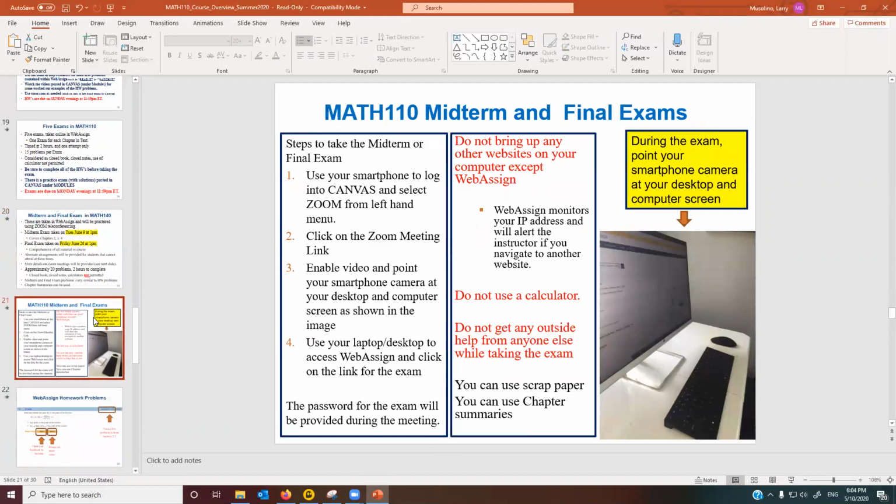I'll talk more about the midterm and final exams a little later, but just to let you know the setup, when you go to take the midterm or final exam, you're going to use your smartphone. You'll log into Canvas, and on the left-hand menu, you'll see Zoom. You'll click on a Zoom meeting link. You're going to enable video on your smartphone and then point your smartphone camera at your desktop and computer. So you're going to be recording an image that looks something like this. I'm also going to ask you to show ID at the beginning of the testing program so I can confirm it's really you taking the exam.